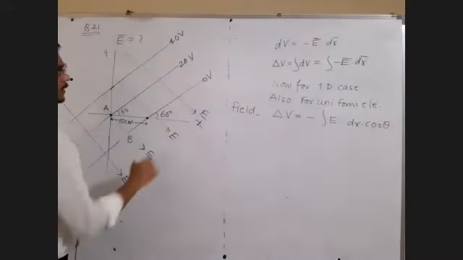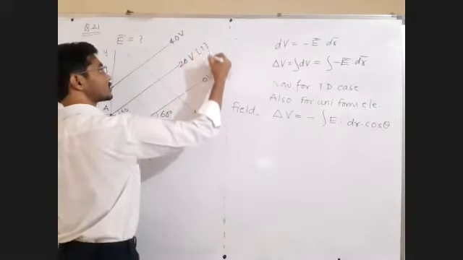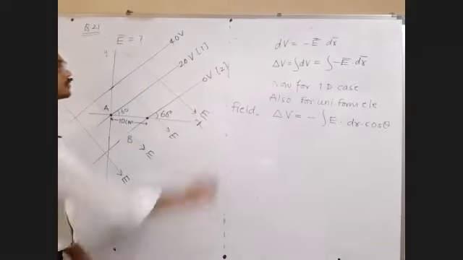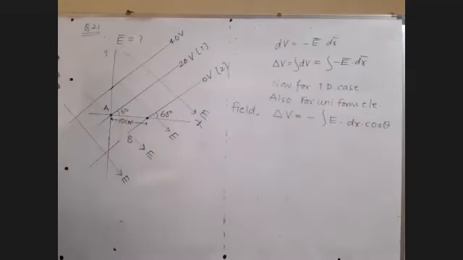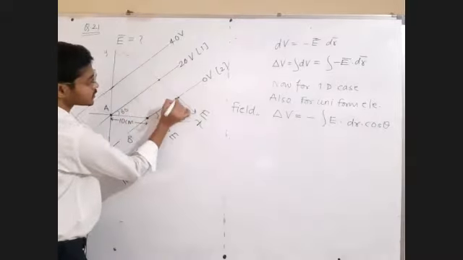Let's say this is the first equipotential surface and this is the second equipotential surface. Now try to move from this surface to this surface.